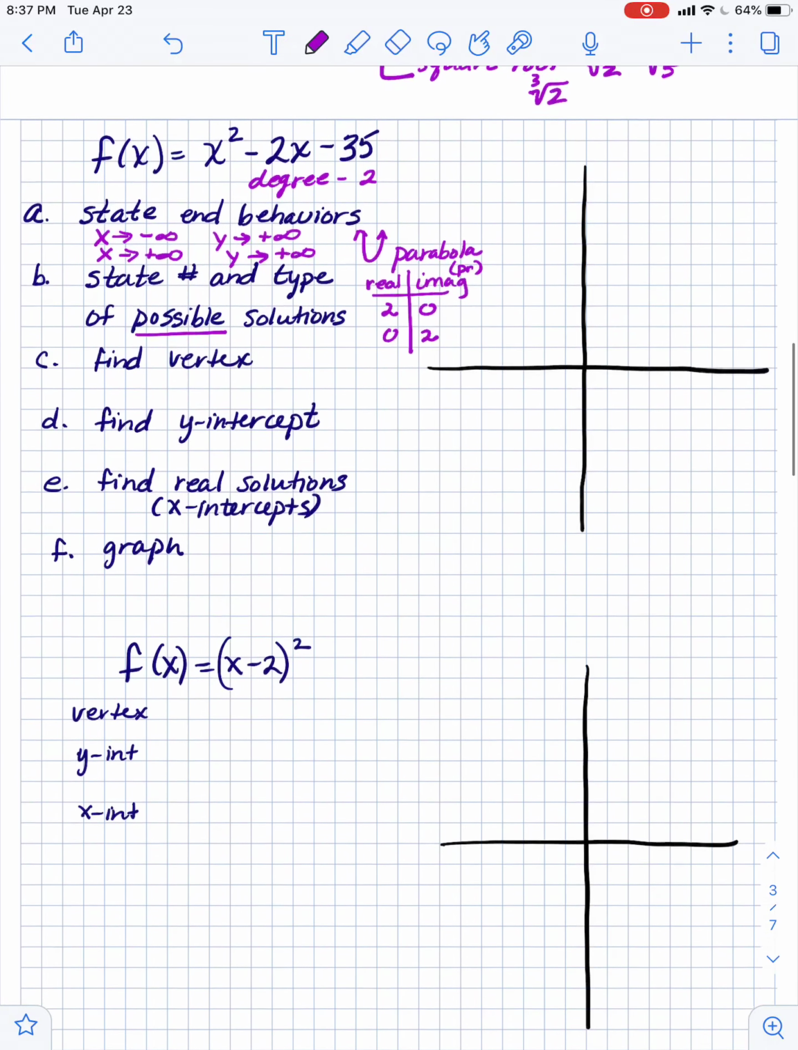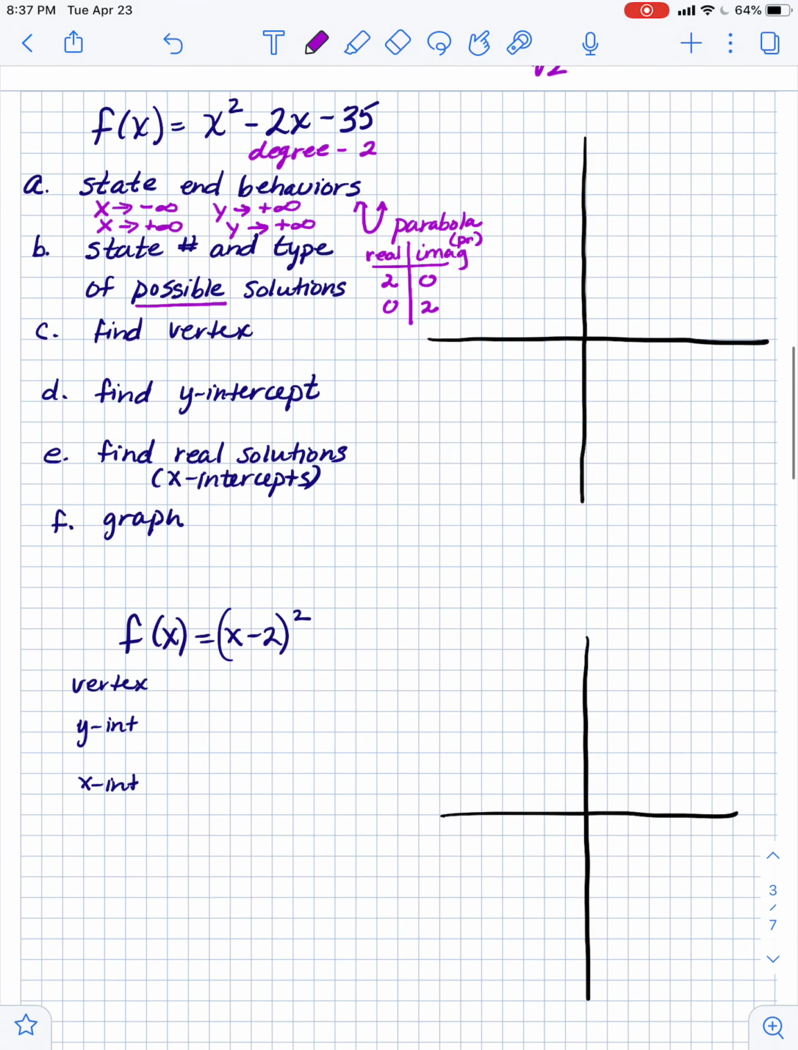Next up is to find the vertex for my parabola. Now, hopefully you guys all remember this. And to find my parabola, again, your x is a negative b over 2a. So in this case, it would be the opposite of a negative 2 over 2 times 1, which is 2 over 2, which is 1. That's my x value, 1.